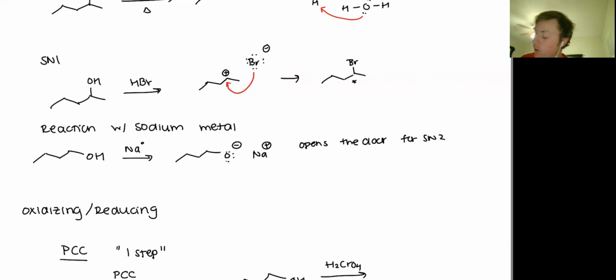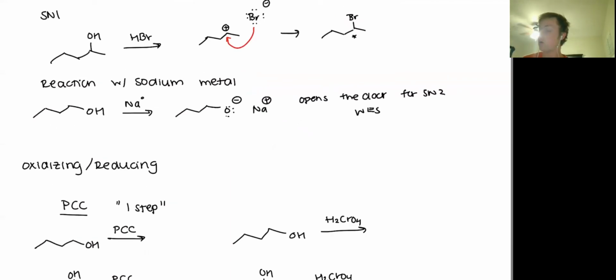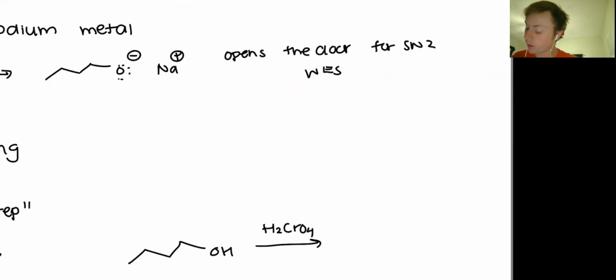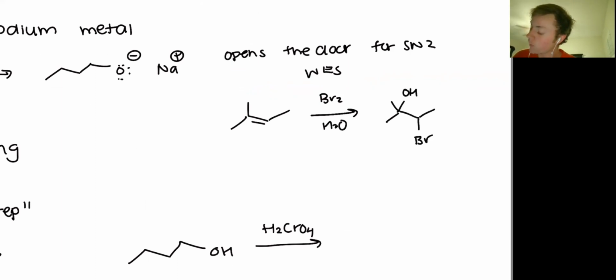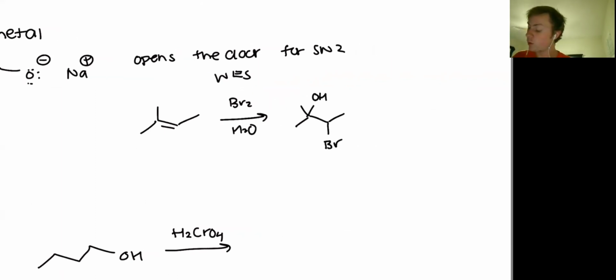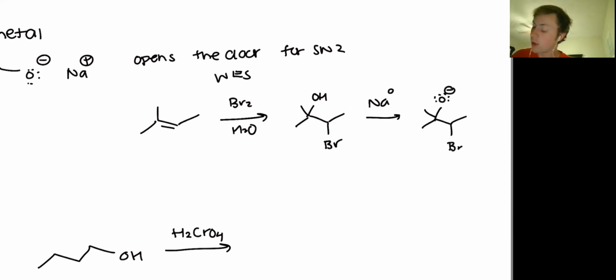And Williamson ether synthesis. You may have seen, or will see, with the halohydrin reactions, if you have Br2 and H2O, you will get a product like this. And if you use sodium metal, you will deprotonate that oxygen. And then, through an intramolecular reaction, it will attack this position and kick off that bromine because it is a good leaving group.